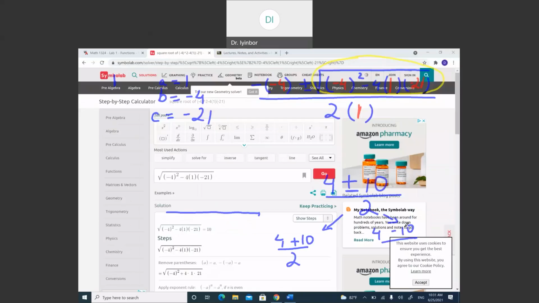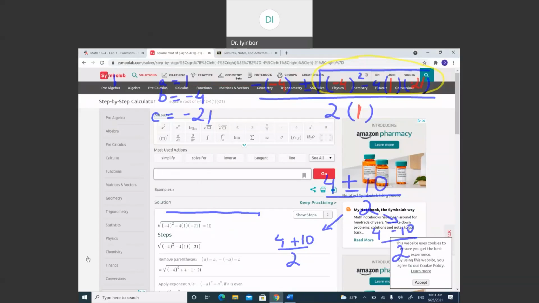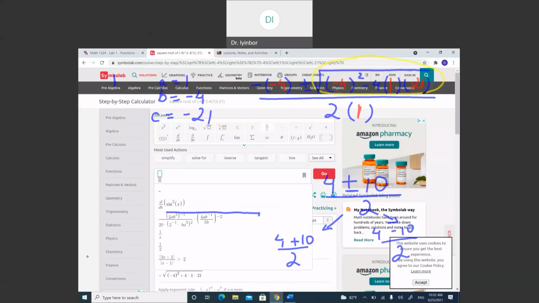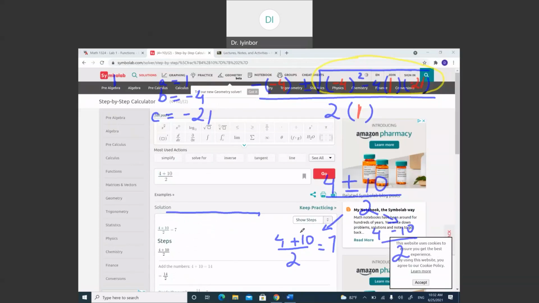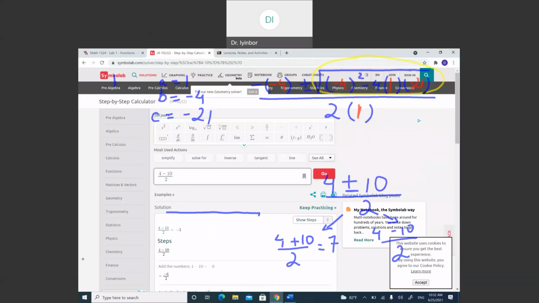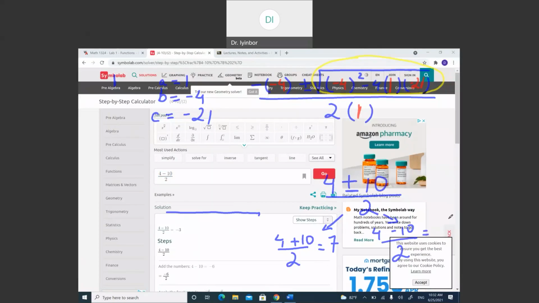And again, you can use Symbolab if you like, or you can just simplify it. That's how you use Symbolab. You press fraction, and you do 4 plus 10 over, click on that, over 2. And then it's going to simplify everything. It's going to give you 7. So my first answer here is 7. And then I'm just going to go here and change the plus to minus, because everything else is the same, for minus 10 over 2. And the answer is negative 3. So these are my answers, negative 3 and 7.